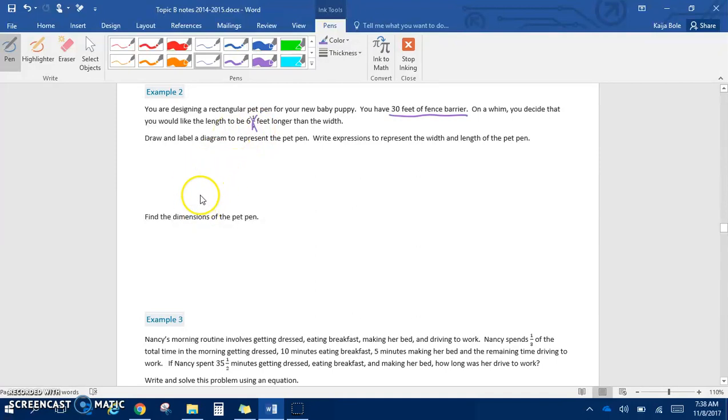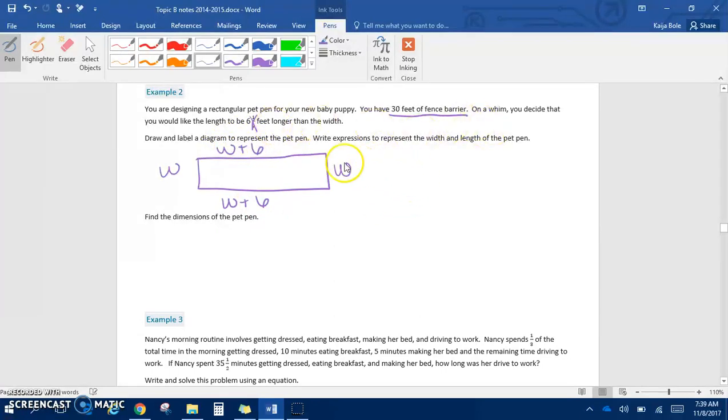Excuse me. So it says draw and label a diagram to represent the pet pen. So it's going to be a rectangle, so I'm going to draw a rectangle here. Alright, and we want the length to be 6 feet longer than the width. So the width I'm going to label W on the ends here. And she wants the length to be 6 feet longer. So that means the length will be W plus 6, and then W plus 6 up top.